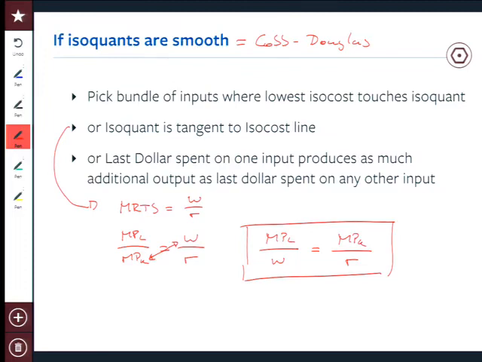So there's three different ways of characterizing the optimum here. All three are true, and all three will get you full credit on the next midterm. All right? So that's that.